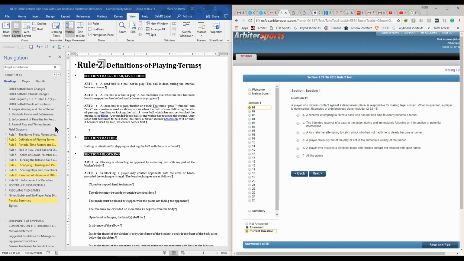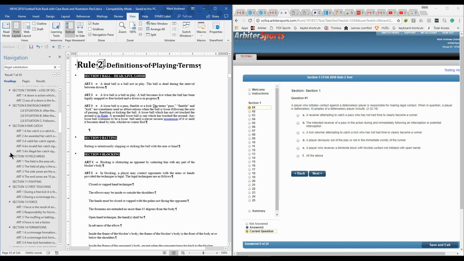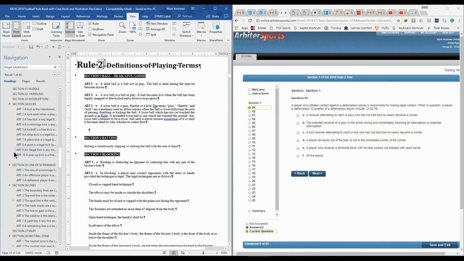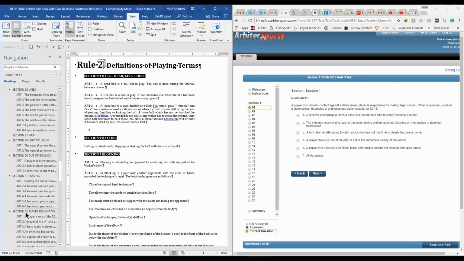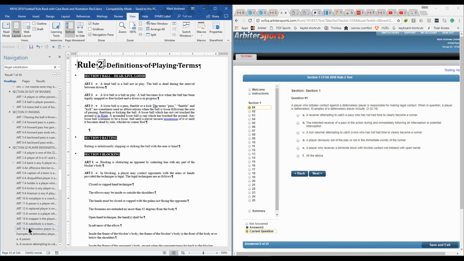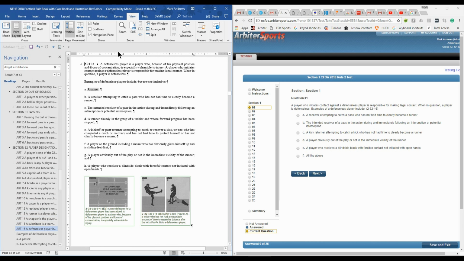2-32-16 is our rule reference, so let's take a look at that. Rule 2, Section 32, Article 16. A defenseless player is a player who, because of his physical position and focus of concentration, is especially vulnerable to injury. A player who initiates contact against a defenseless player is responsible for making legal contact.